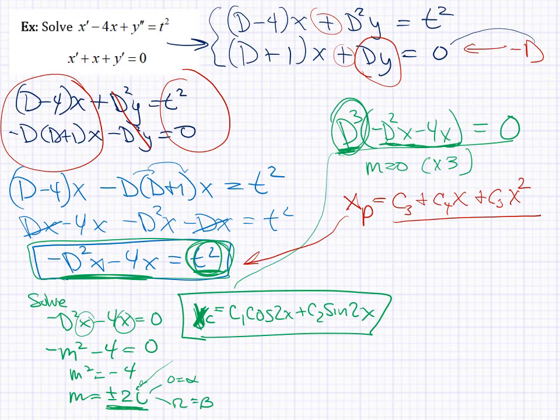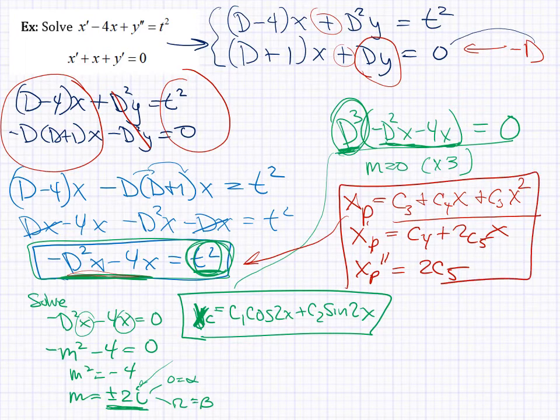What I'm going to do instead is take the derivative of this and the second derivative and plug it in here, and then we'll go from there. So x prime sub p would be C4 plus 2C5 x, and x sub p double prime would be 2C5. Okay, so we're going to take this, plug it into here, and figure out what these values are.